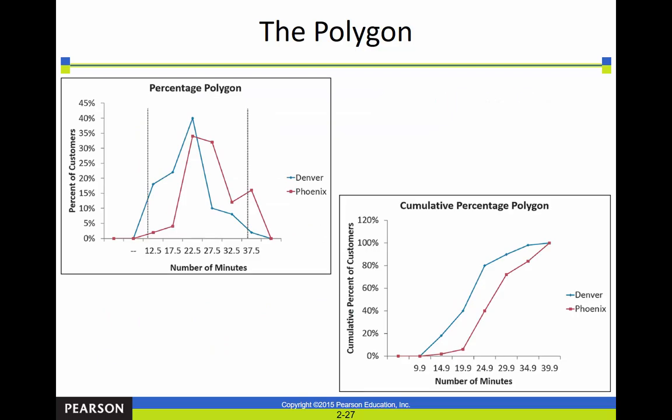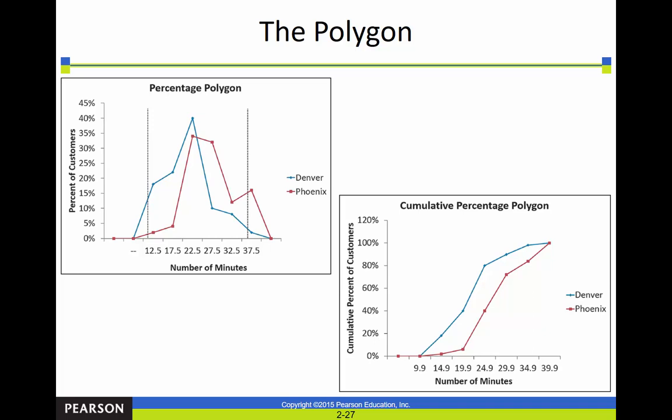So if you see this, now you can see this looks a lot like the histogram, but instead of it being a bar graph, there's just a point at the center of each bar that would have been, right? It still has the cumulative percent, or the percentage of customers. Sorry, I'm looking at the percent polygon. Percentage of customers on the left and the number of minutes.